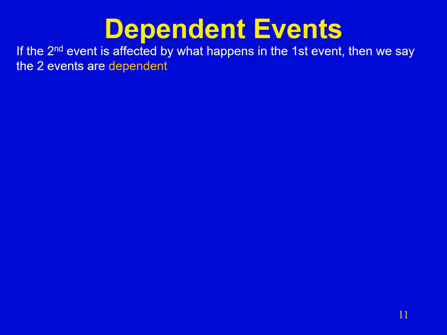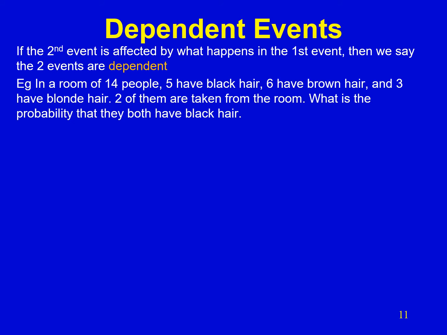Now let's have a look at dependent events. If the second event is affected by what happens in the first event, then we say the two events are dependent. So for example, in a room of 14 people, 5 have black hair, 6 have brown hair, and 3 have blonde hair. 2 of them are taken from the room. What is the probability that they both have black hair?